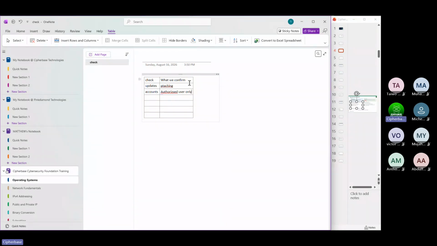Then the next thing that we need to confirm here. Okay, that's good. So we know that's the title. So the next thing that we need to confirm here is protection.